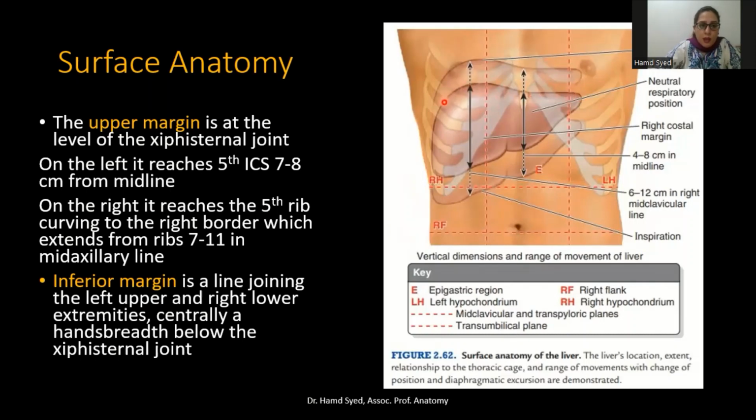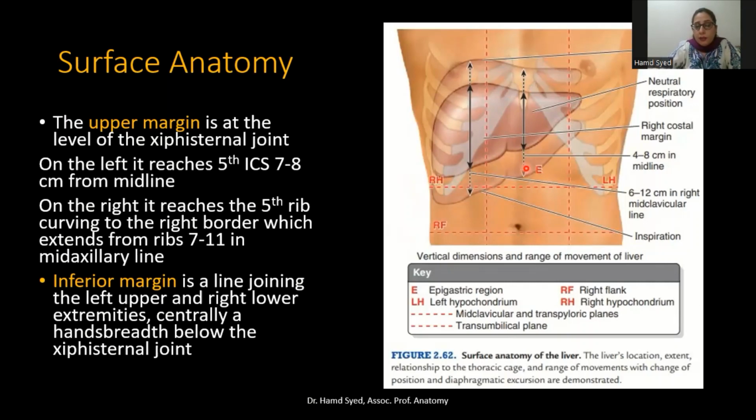Now let's look at the right side where the upper margin reaches the fifth rib and then it curves to the right border, which extends from the ribs 7 to 11 in the mid-axillary line. Then the inferior margin of the liver, this here is a line which is joining this left upper and the right lower extremities. And the central part of the inferior border is about a hand's breadth below the xiphisternal joint. So this marks the boundaries of the liver. And these arrows in the dotted lines are showing that the liver moves with the excursions of the diaphragm.